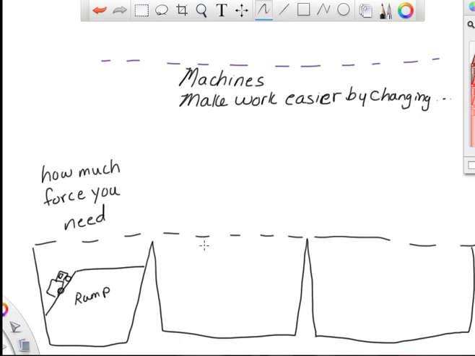It could also change the distance you need the force. So it can make work easier by changing the distance, how far, the distance you need the force.